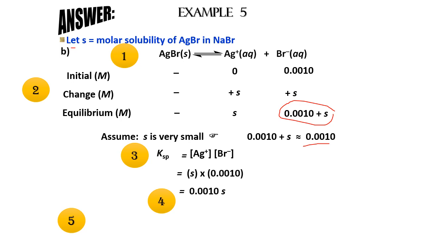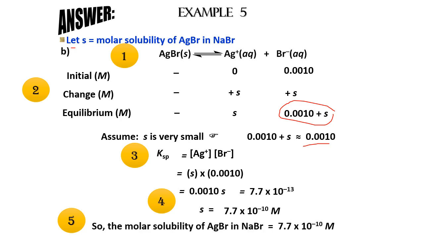So for Ksp, straight away you substitute S times 0.001, then we get 0.001 S. So what is the S value? Just normal calculation, divide by 0.001, so we get 7.7 times 10 to the power of negative 10 molar. This is the molar solubility of silver bromide in sodium bromide.